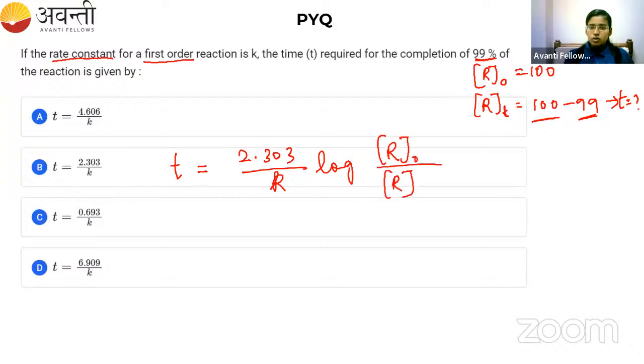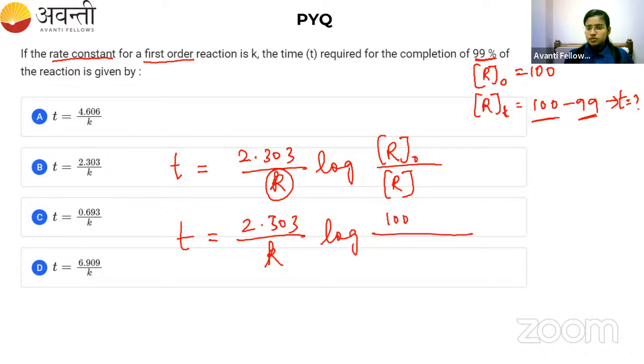Right? So just substitute. The rate constant is taken as K only. So just keep it as it is: 2.303 divided by K into log of R naught, which is 100, and R T is 100 minus 99, which is actually equal to 1. So here we have log 100. 100 can be written as 10 to the power 2.